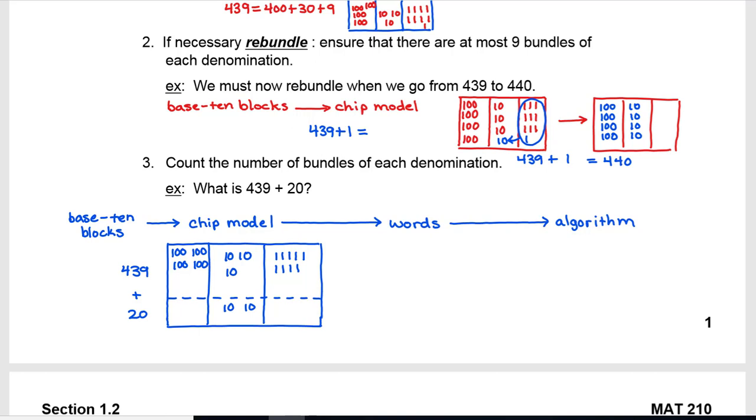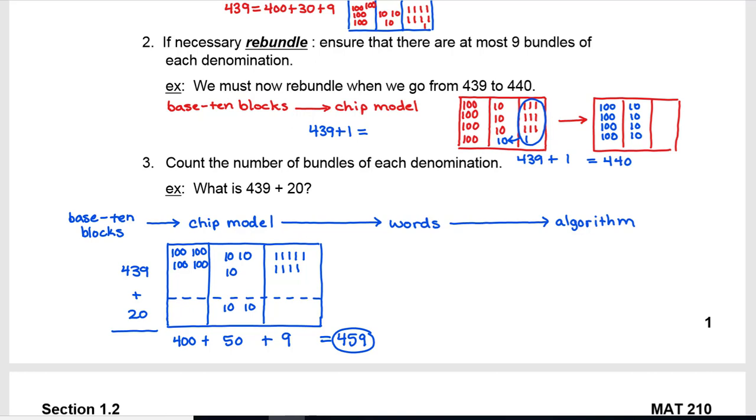And so now we simply add. So we look under here. This is equal to 400. Here we have 1, 2, 3, 4, 5. And we have 9. So my answer is 459. All right, so let's see what words are.